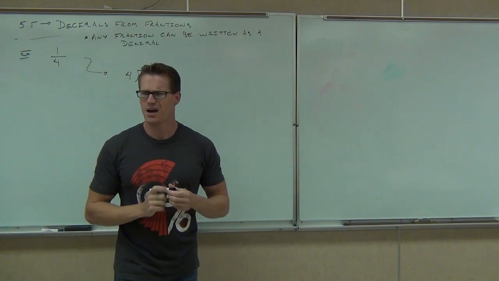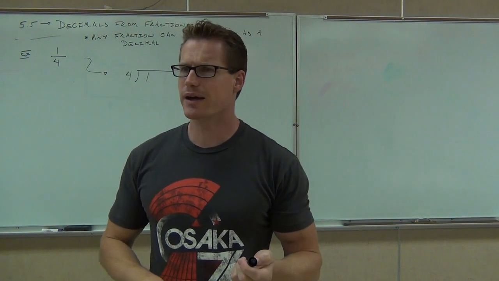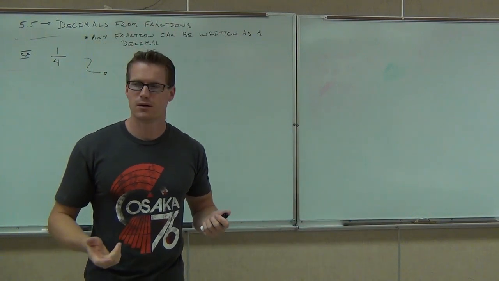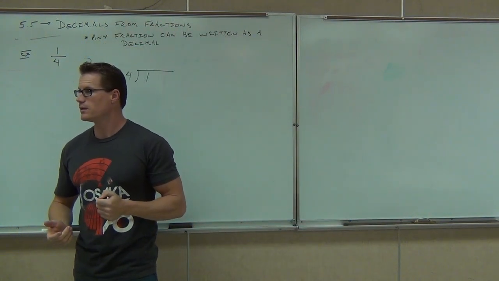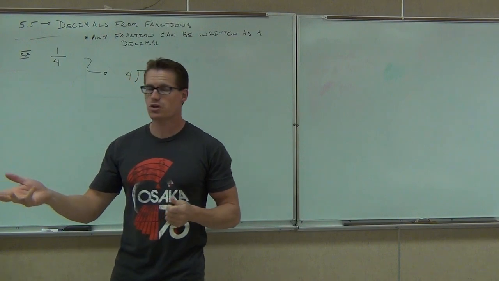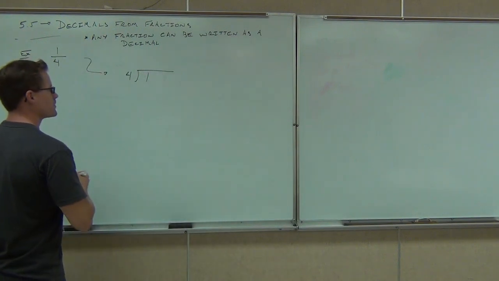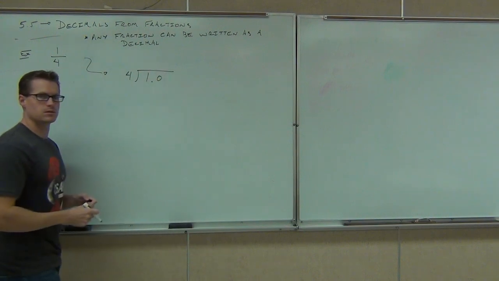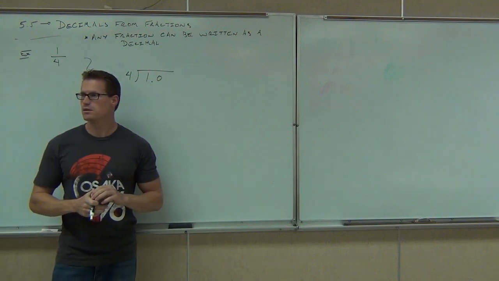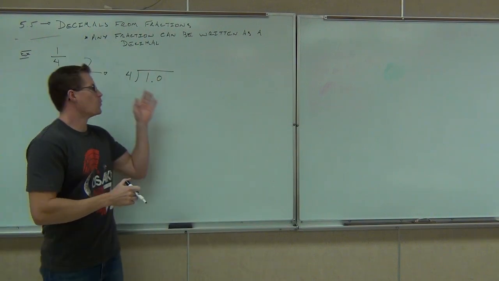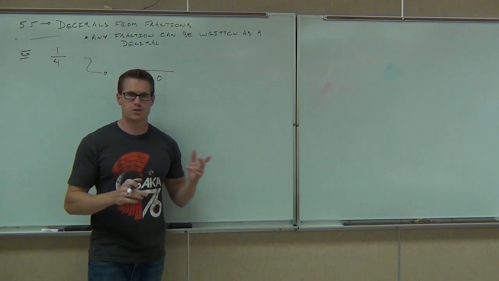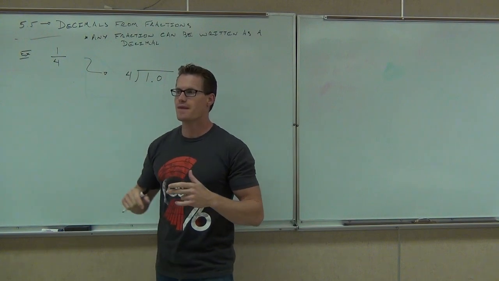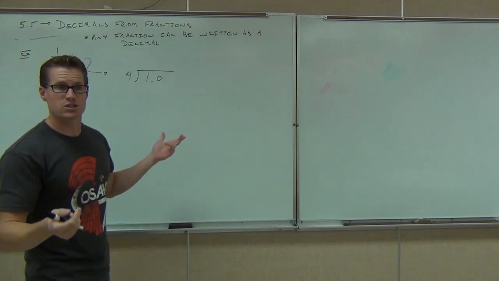1 divided by 4. Now, wait a second. How are we going to divide? 4 doesn't even go into 1. What now? We could add a decimal, sure. We know that 1 is the same thing as 1.0, right? So let's add a decimal up there. We're changing this numerator into a decimal number, 1.0, and then we're going to divide like we just learned how to do.